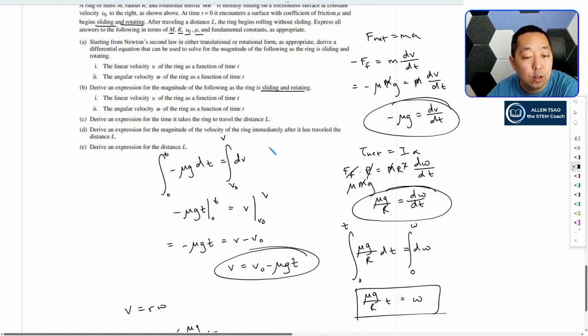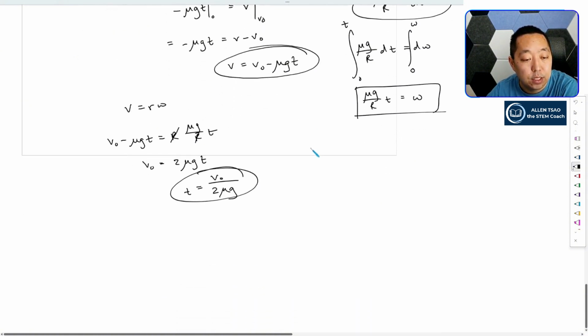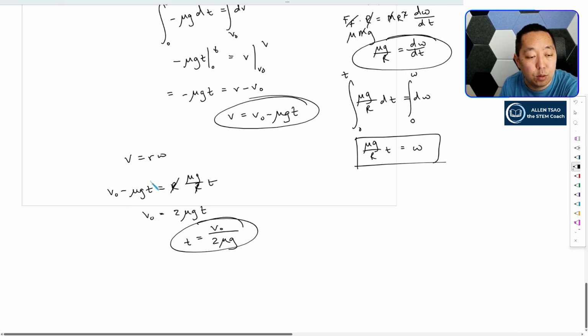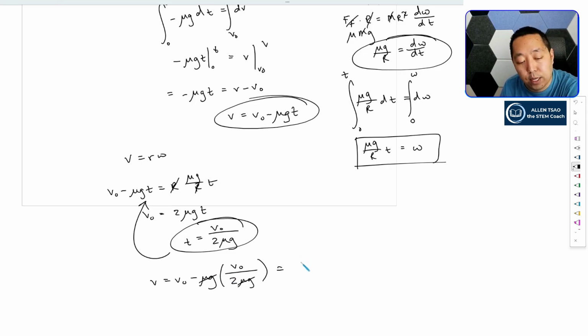Okay, what's the magnitude of the velocity of the ring immediately after it's traveled the distance L? So then you can just plug it back into our velocity equation. Be v naught minus μg times v naught over 2μg. The μg's cancel. You get v naught minus v naught over 2, and that's going to be 1/2 v naught.